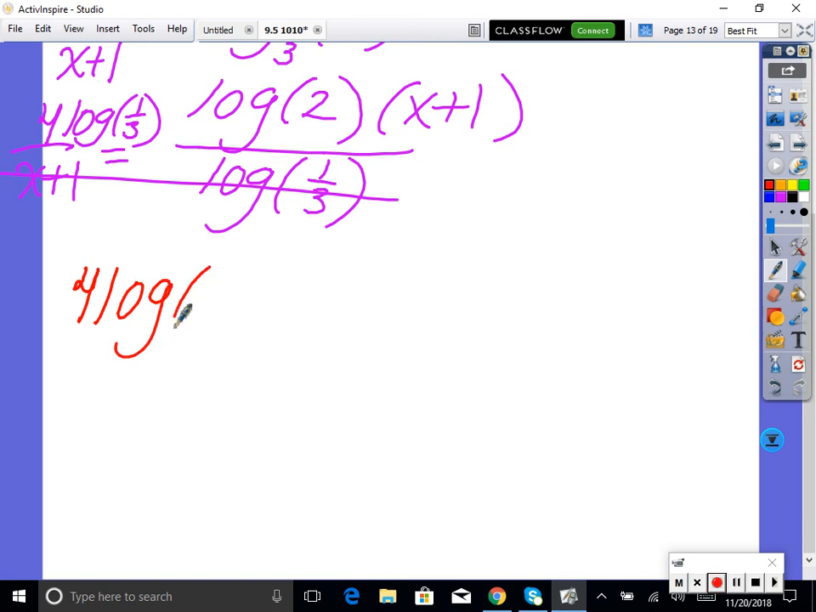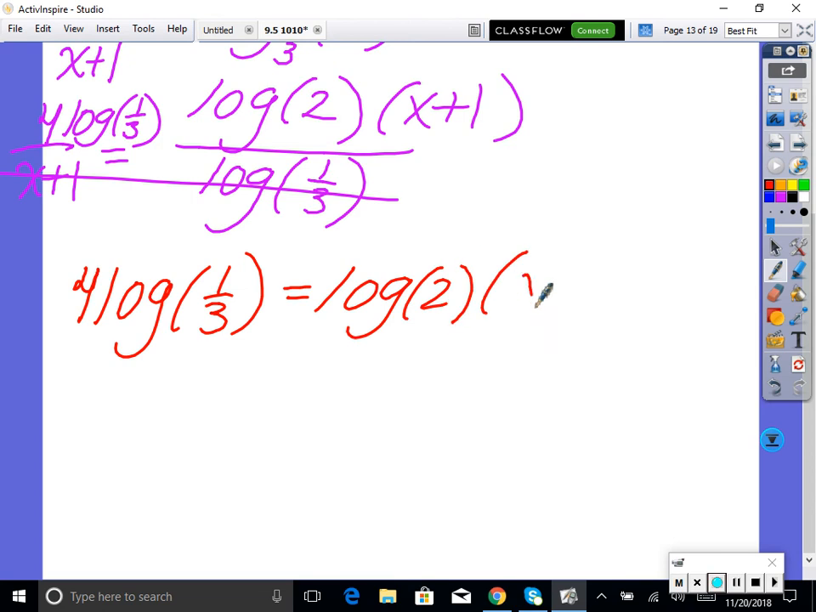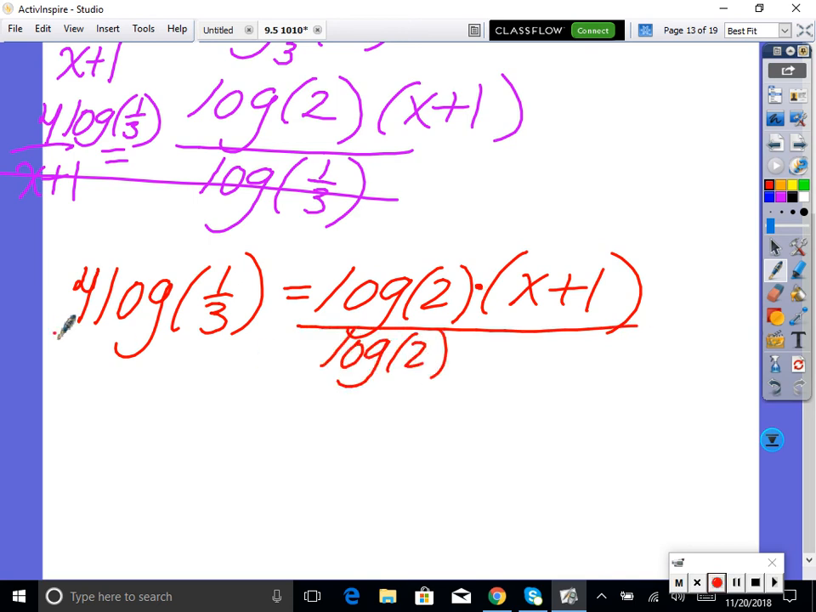Don't freak out. Log of a third is just a number. Like this is just a number here. There's no variables. We just have 4 log of a third equals log of 2 times x plus 1. Okay, what should I do next? Trying to get x alone. We can't subtract a 1 because it's times log of 2. You're almost there, but what undoes multiplication? Division, so we divide both sides by log of 2, but you are right there close.